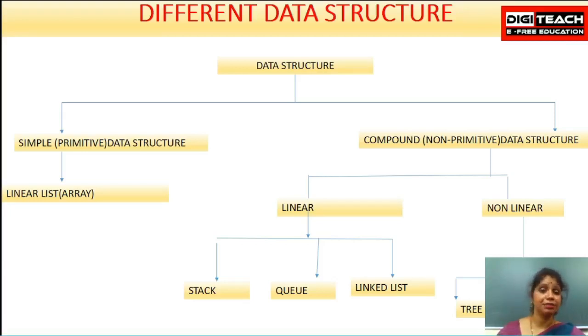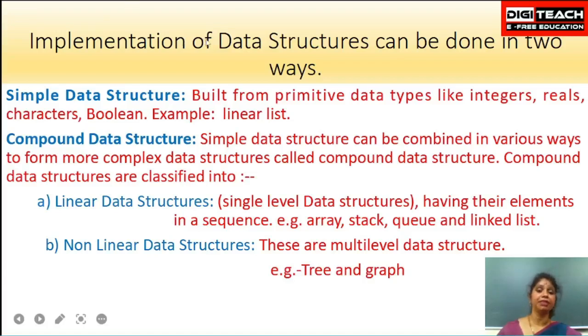So, let us discuss the theory part. Implementation of data structures can be done in two ways. One is simple data structure. We have already seen the graphical representation of this, hope all of you understood also. देखो सिंपल डेटा स्ट्रक्चर प्रिमिटिव डेटा टाइप से बनाया जाता है, जैसे कि इंटीजर, रियल, कैरेक्टर्स, बुलियन, these are primitive data types already available in Python. तो इन प्रिमिटिव डेटा टाइप्स को यूज करके जो डेटा स्ट्रक्चर बनाया जाता है, that is known as simple data structure. The example is linear list, right.